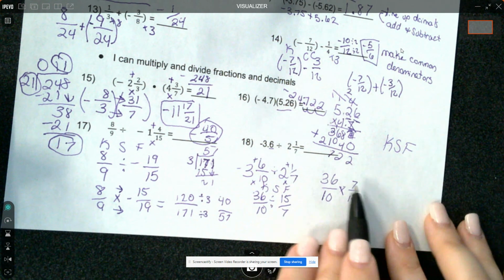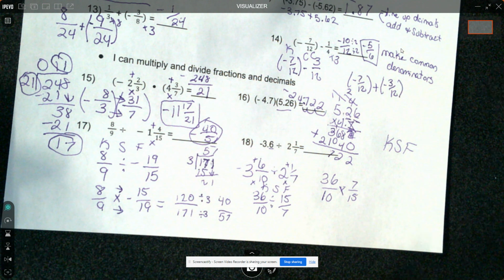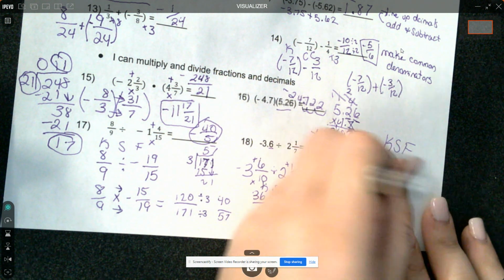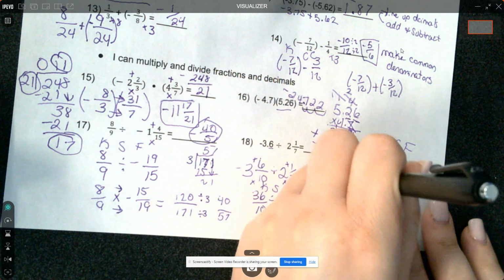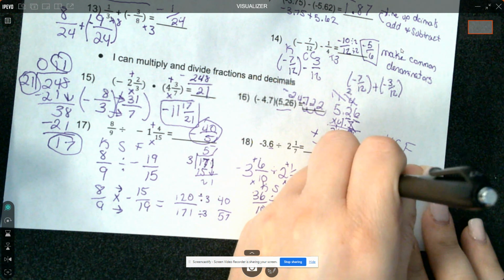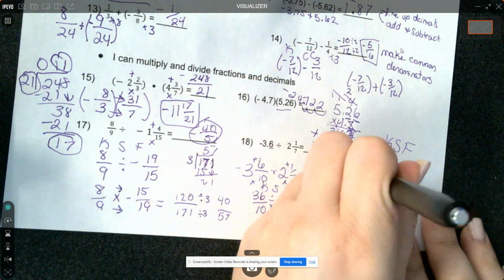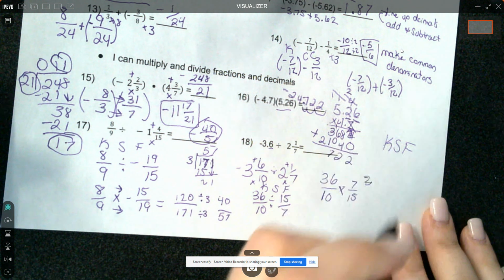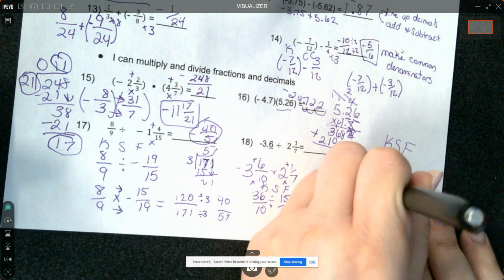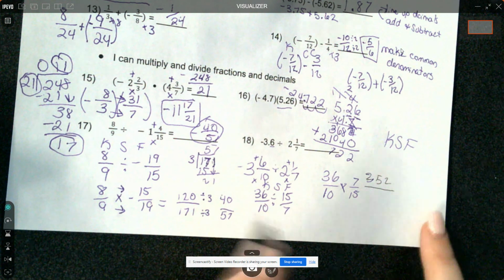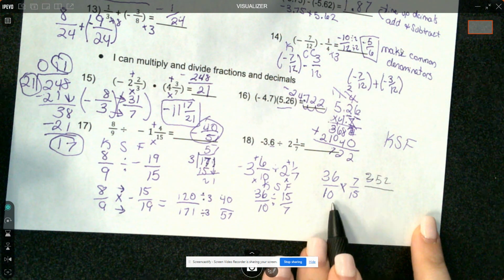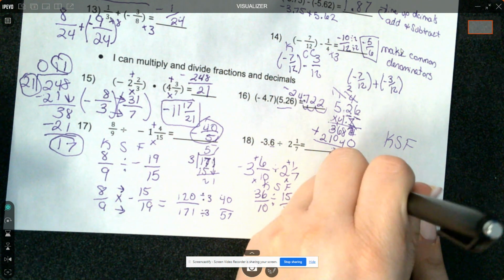When you solve it, you multiply. What is 36 times 7? Right, Rylan? 252? Let's try this. That one doesn't like 252. And then 10 times 15, I can just do 1 times 15, add a 0, which is 150.